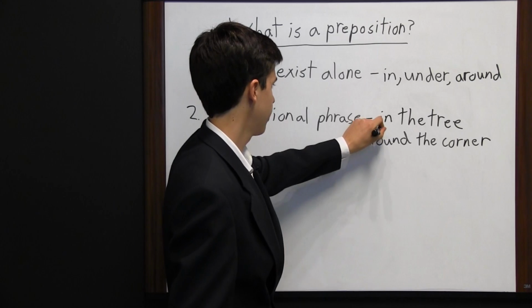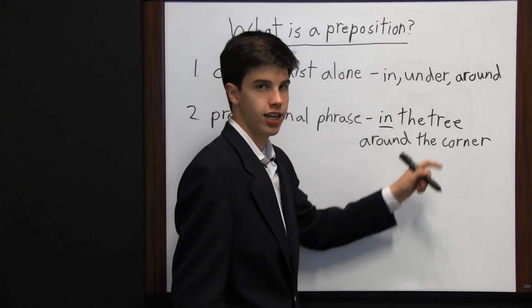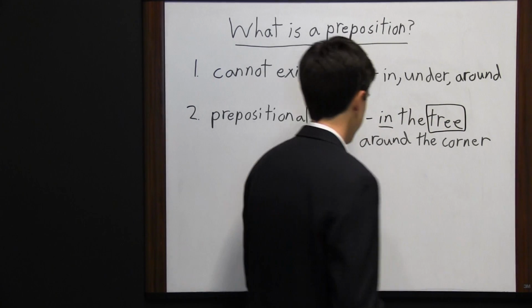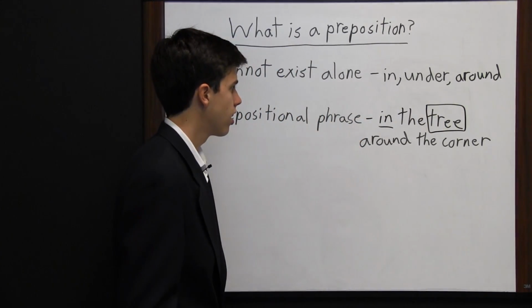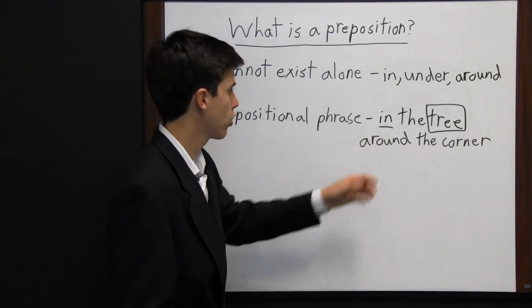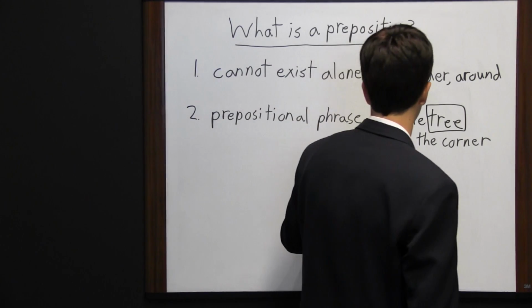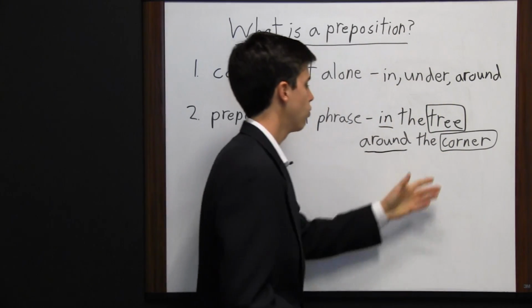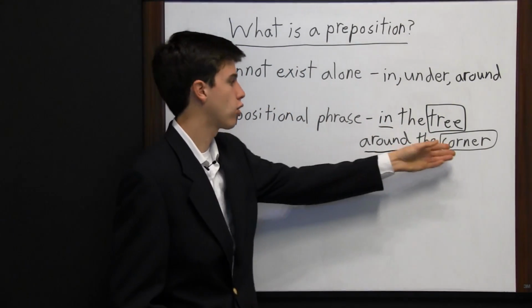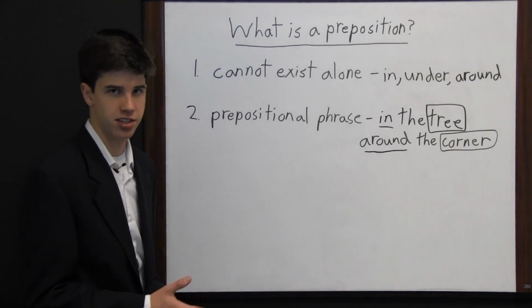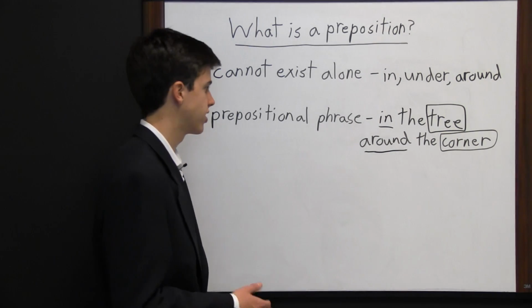So right here, in would be a preposition, and tree is what we call the object of the preposition. Because right here, if we just have the preposition in, we're wondering in what? It's in the tree. Or around the corner. Around is a preposition, and corner is the object of the preposition. We don't know what's around. It's around the corner. So prepositional phrases just come in sentences, oftentimes at the end of a sentence.